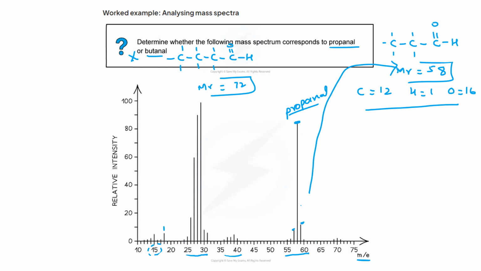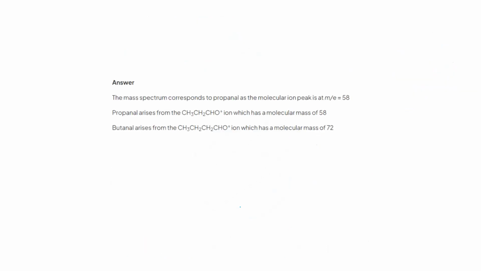Okay. Then what they have next is, the mass spectrum corresponds to what? Propanol, this is what we have identified, right? Because the molecular mass is 58 and butanol has a molecular mass of 72. Do you get this? Yes.